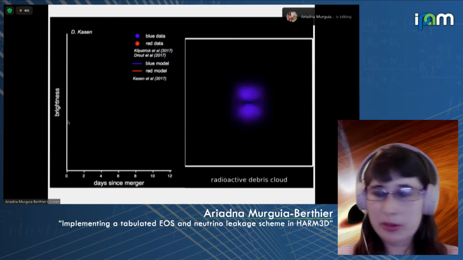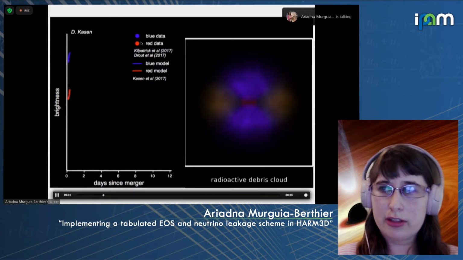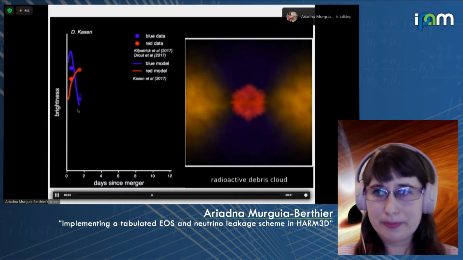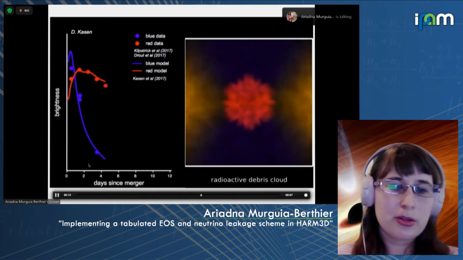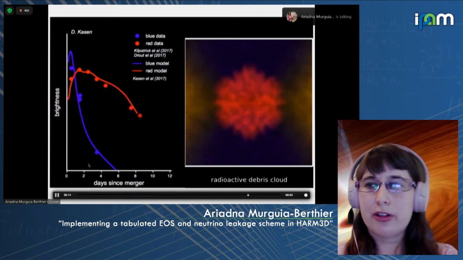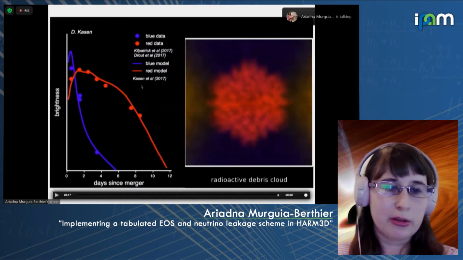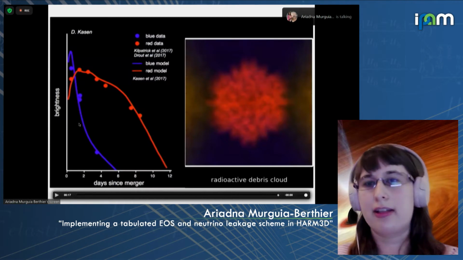So here I'm showing this really cool movie. This is the brightness, and this is the dates since merger. The dots are the real data, and the lines are just the model for these two components. As you can see, this two-component model fits the data pretty well. So it is fairly understood that this is probably coming from a two-component model where you have a red kilonova and a blue kilonova. This is with lanthanides, and this does not have lanthanides.